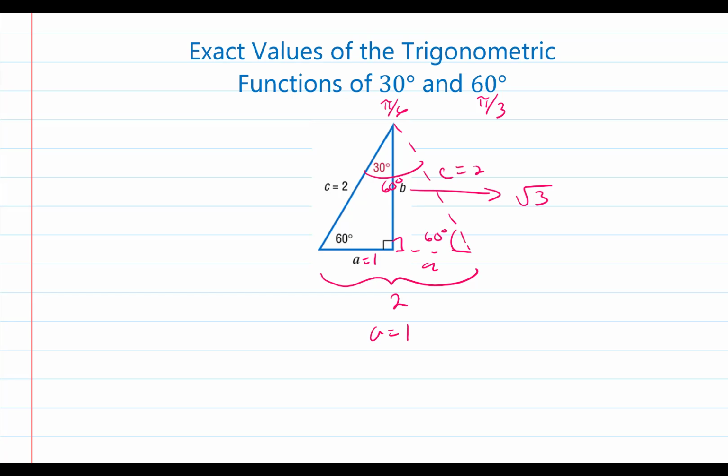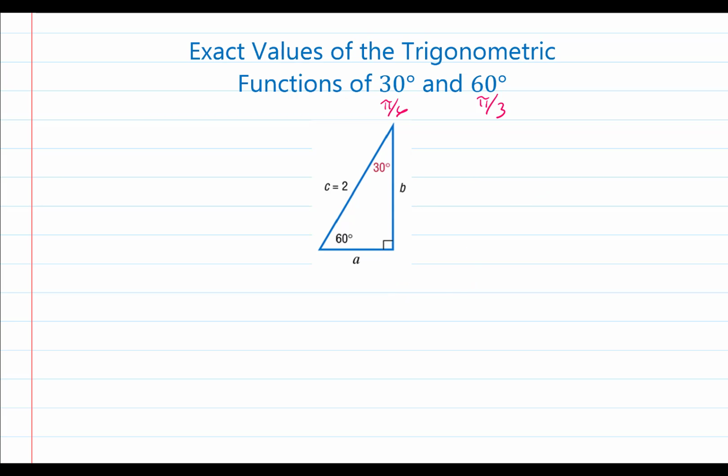I'm going to go ahead and clean this up a little bit so that way I can accurately mark the sides and use them to find the exact values of 30 degrees and 60 degrees. So we have A, which is equal to 1, and we have B, which is equal to square root of 3. We are now ready to find the exact values of each of the trigonometric functions for 30 degrees and 60 degrees. Let's start with 30 degrees, and let's start with sine.